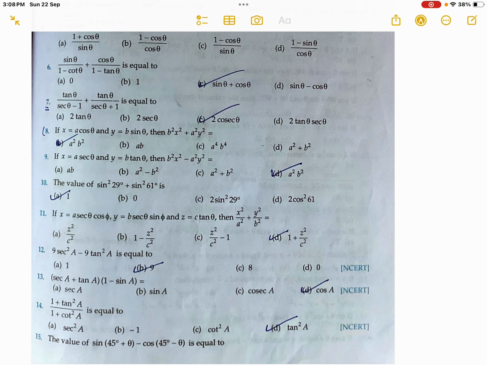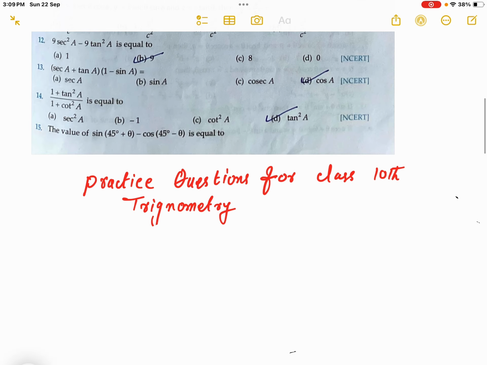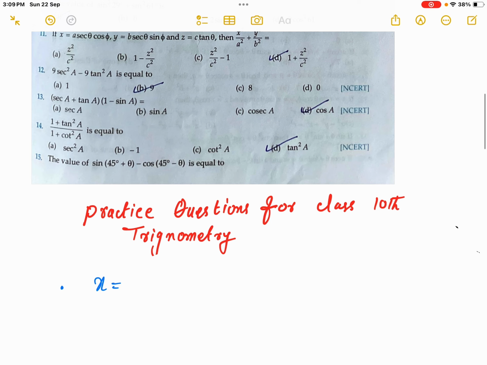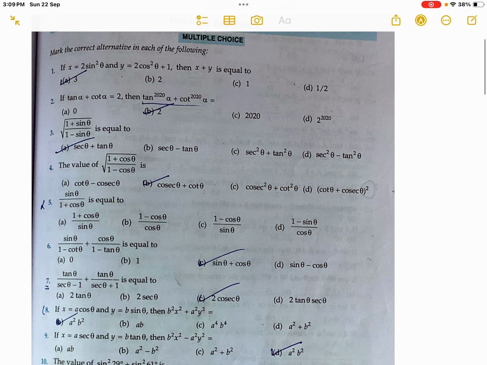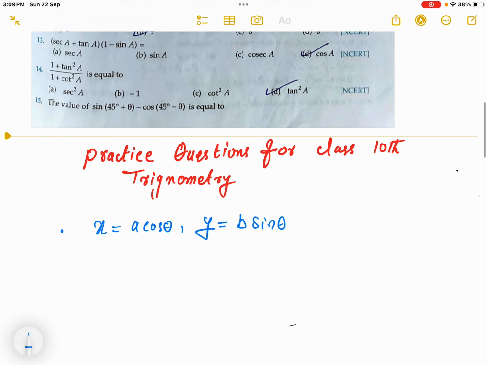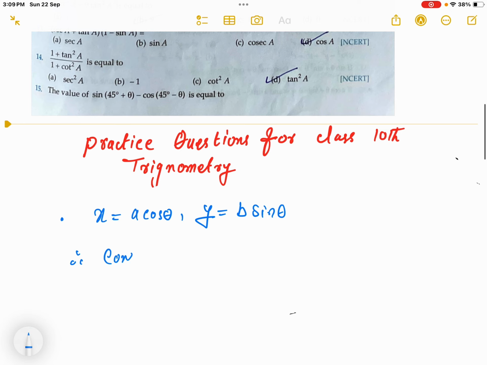So if x is equivalent to a cos theta, y is equivalent to b sin theta, what is the value of b square x square plus a square y square? So options are given before you. So my first option is, question is given, value is given, x is equivalent to a cos theta, comma y is equivalent to b sin theta. I have to find the value of this quantity, b square x square plus a square y square.